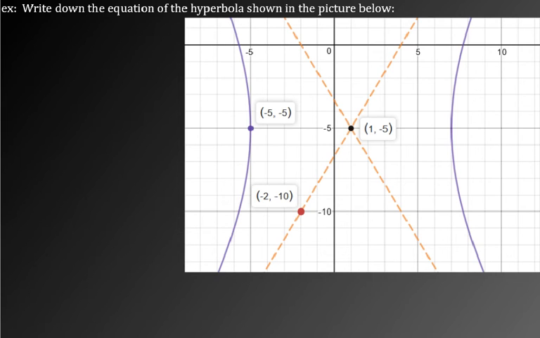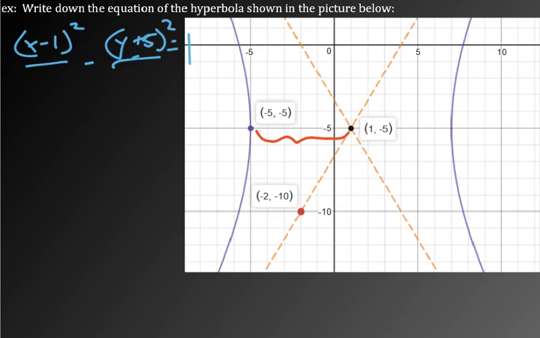We can just do x minus 1 squared, and y plus 5 squared. And it's pretty clearly a left-right one, and so the x term is positive, so my negative will go with my y term, right? But the trickier part is the a's and the b's. One of them, to be fair, is not that bad, because you have this measurement right here. If you just count, this is 5 units plus 1 more is 6, and that is a, right? And so I'm going to put a 36 down there.